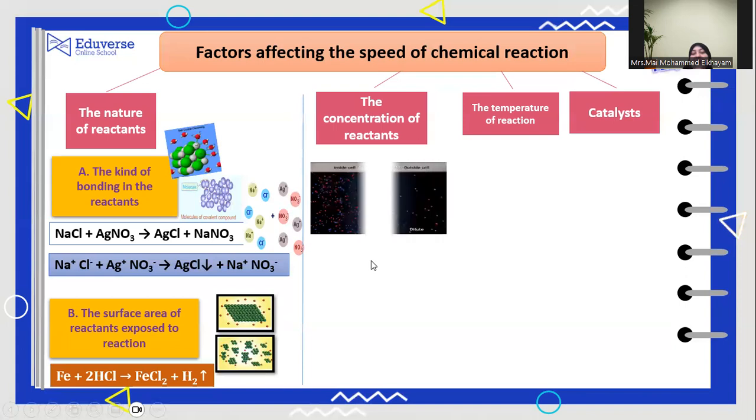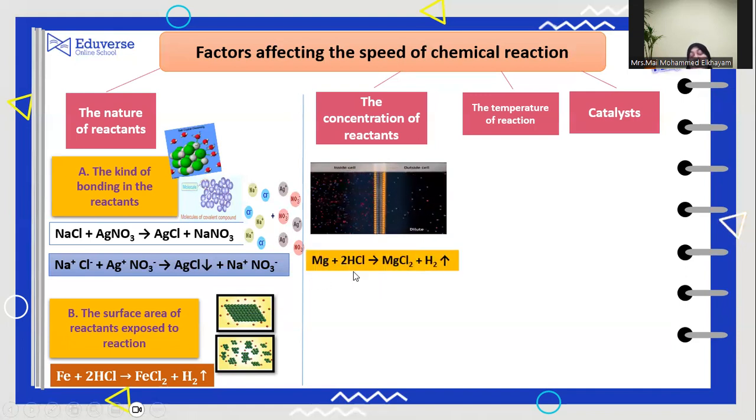Now with the concentration of reactants, for sure, if we increase the concentration of any reactant, this will increase the number of probable collisions between the reactants, so it increases the rate or speed of chemical reaction, as in magnesium plus 2 hydrochloric acid gives magnesium chloride plus hydrogen gas. You will ask me, where is the increase in the concentration? Actually, we can use dilute hydrochloric acid or concentrated hydrochloric acid. So this is a way to increase the concentration of reactants by increasing the hydrochloric acid concentration. Therefore, the speed of chemical reaction will increase.